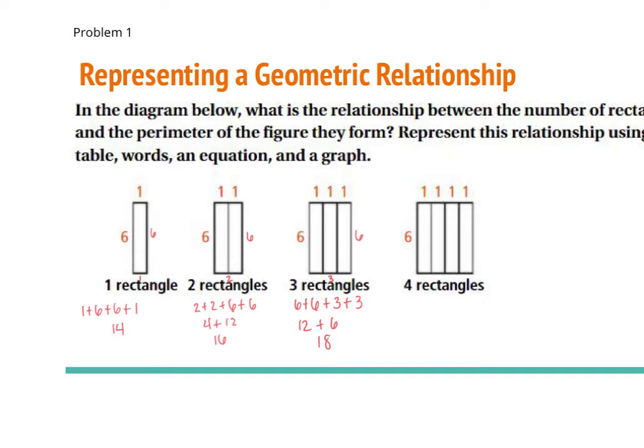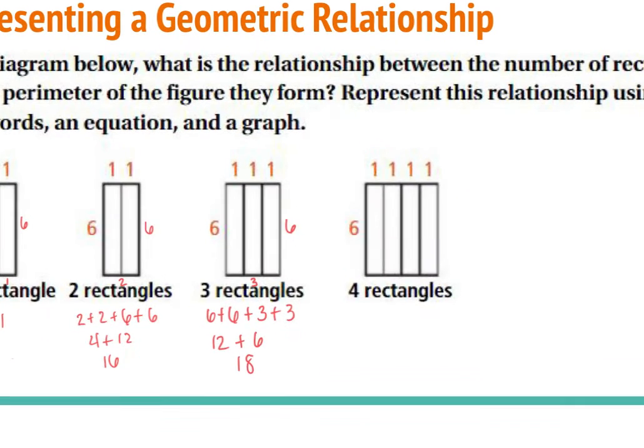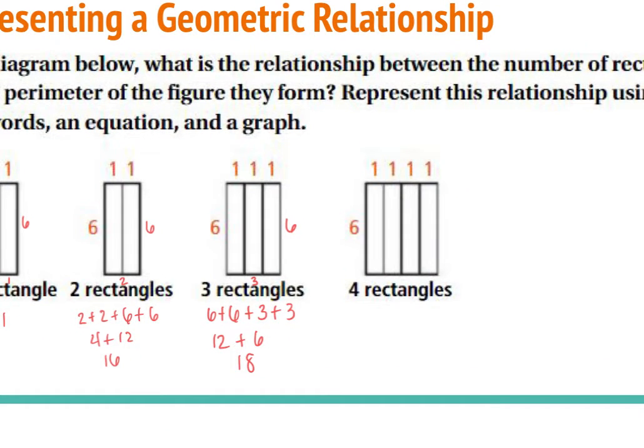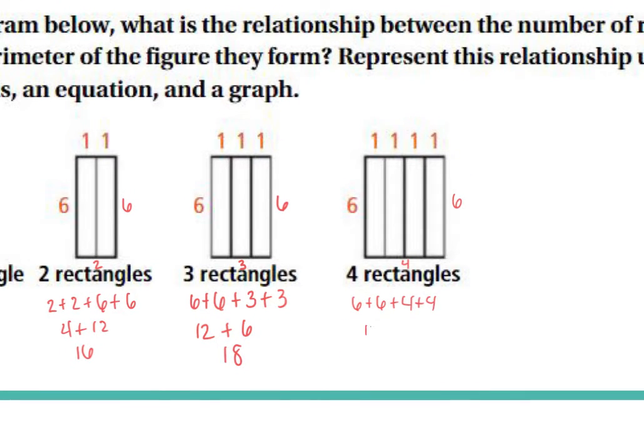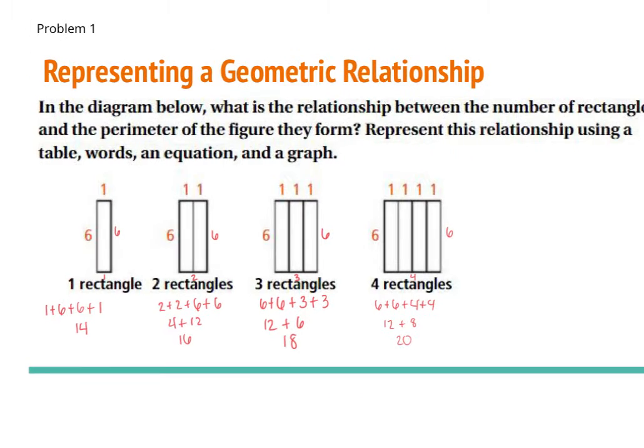Do you see the pattern yet? Okay, the next one, we've got 6 on one side, which means that this side over here is going to be 6 as well. 1 plus 1 plus 1 plus 1 is 4, and we've got 4 on the bottom as well. So we do 6 plus 6 plus 4 plus 4. So this 6 plus 6 is 12. We got 4 plus 4, which is 8, and we end up with 20. Now I'm pretty sure you guys see the pattern, okay?